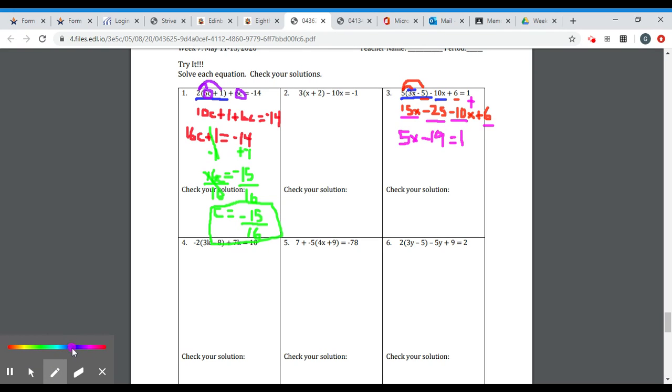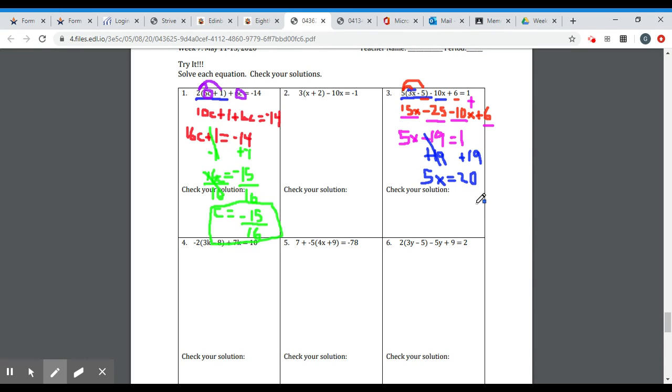And now I finally have my two-step equation, which now I just need to solve. So first thing I'm going to do is get rid of what's away from the variable, which is my minus 19. The opposite of minus is addition, so I'm going to add 19. This is going to cancel out. What I do to one side, I'm going to do to the other side. So what is 1 plus 19? I'm going to get 20. Bring down my equal sign and bring down my variable, which is 5x.